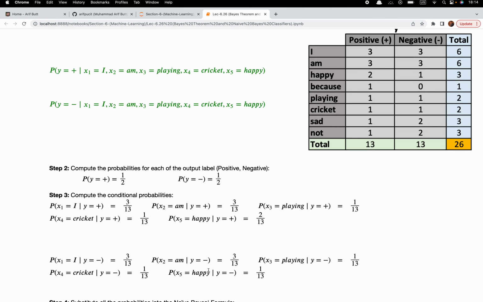For example, the probability of the word happy, given that it belongs to the positive class, is 2 over 13. If you see this table, happy is over here, positive class, 2 over 13. And similarly, the probability of the word happy, given that it belongs to the negative class, that is y equals negative, if you come over here in the table again, happy, negative column, this value is 1 over 13. And similarly, you can map all these probabilities from this table.